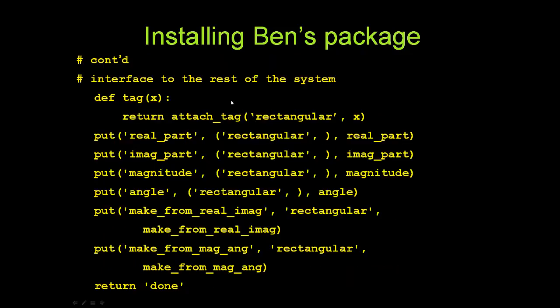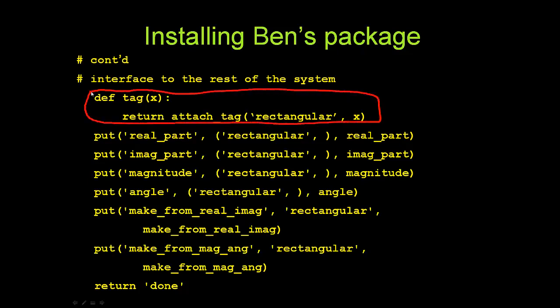Now, the more interesting thing is on the second page, right? So basically, it's a tag thing. There's a tag operation to add a tag to different data types now. And the more important part is this part, okay, the installation of the operations. So basically, real part, imaginary part, magnitude, angle, make from real imaginary, make from magnitude angle. All these 6 functions were defined in the previous page, right? So the code has been executed, and these 6 functions have been created already.